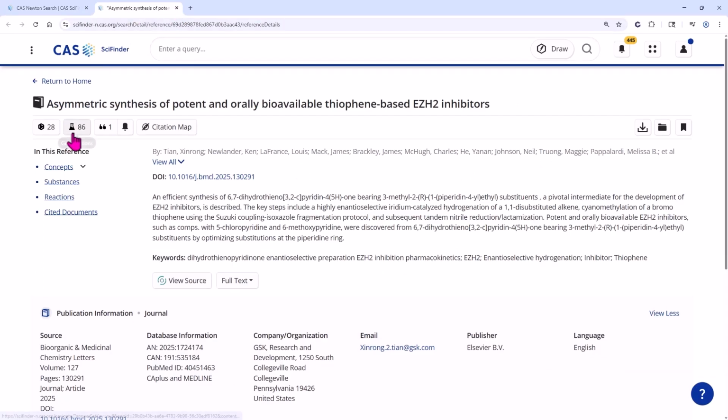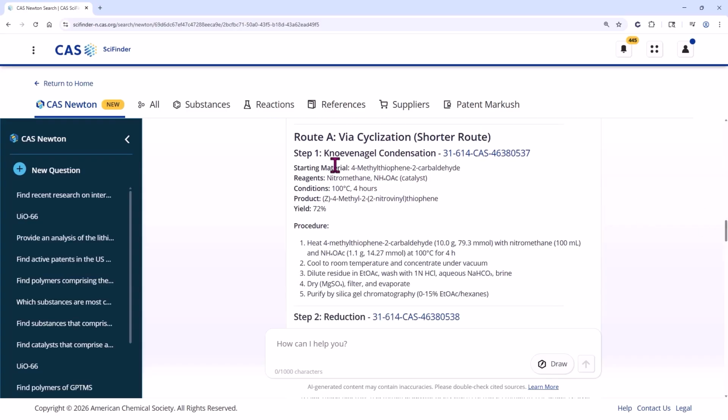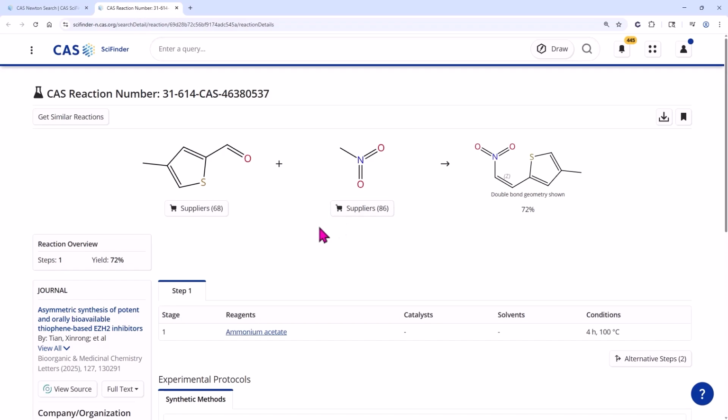Within this publication, we see there are 86 reactions, and it's disclosing how they synthesize these thiophene-based intermediates. Newton gives me a breakdown according to the step-by-step process, and each step of the way, it's giving me example reaction records sourced from that publication of interest, the asymmetric synthesis of thiophene-based EZH2 inhibitors.